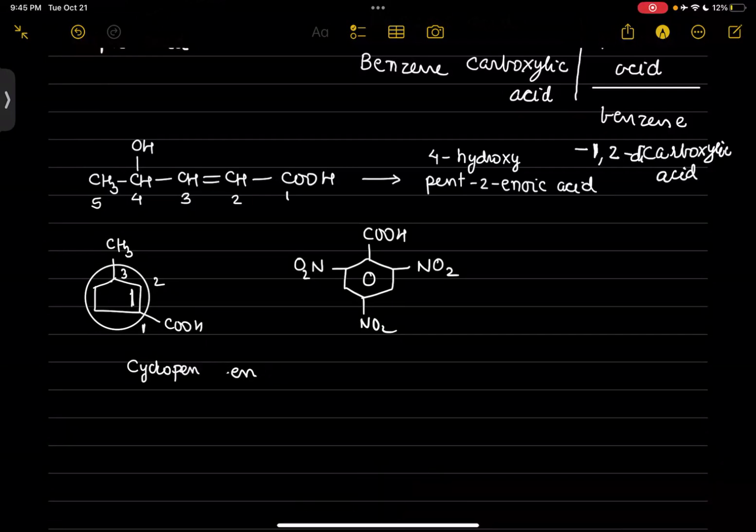If COOH is connected directly to the cyclic ring, count the number of carbons of the cyclic ring: 5 carbon atoms, pent, cyclopent-1-ene, and don't use oic acid here. That's what I was telling.